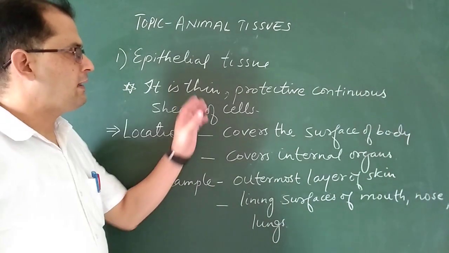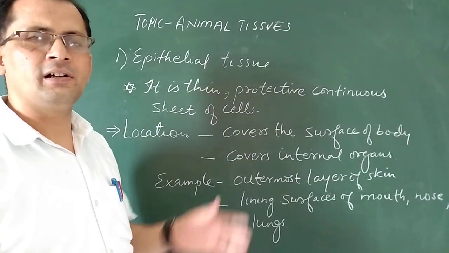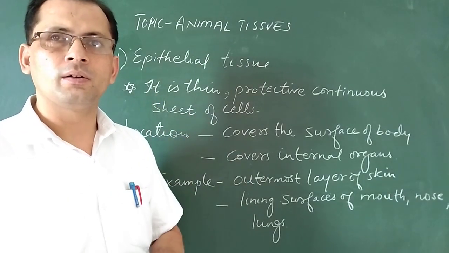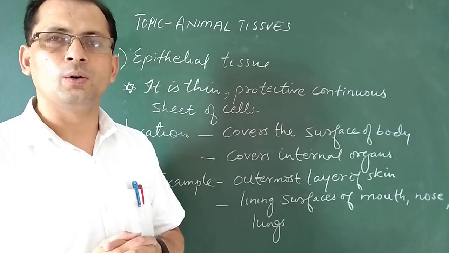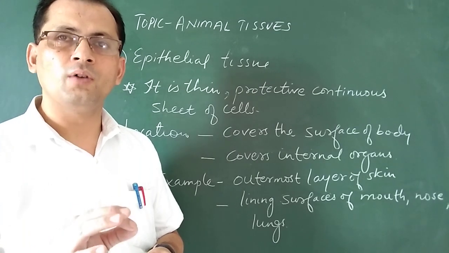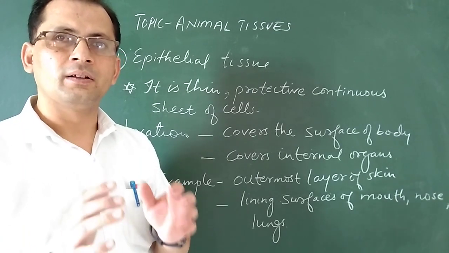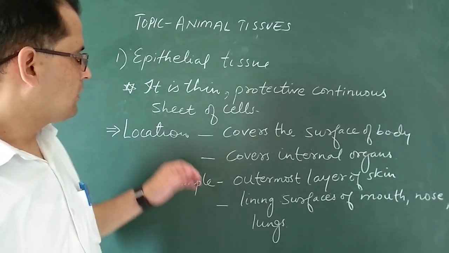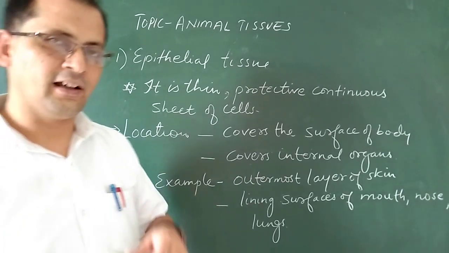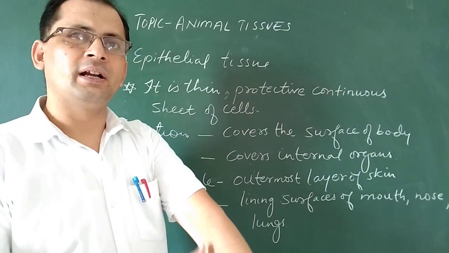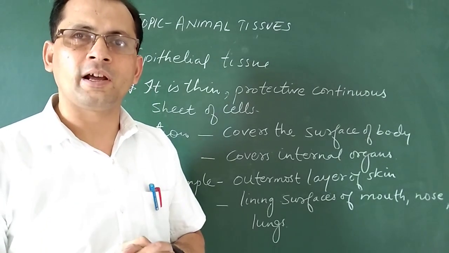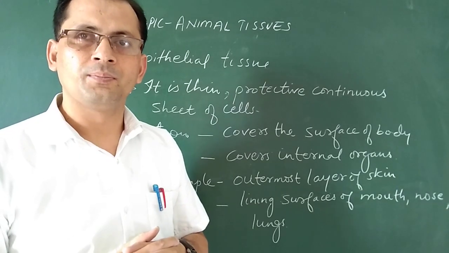Now see, what actually is epithelial tissue? It is a thin and protective continuous layer of cells. So where is it found? Location: you can see it covers the surface of the body. Our entire body surface is made up of epithelial tissue, and its important role is in protection. It is a protective layer.